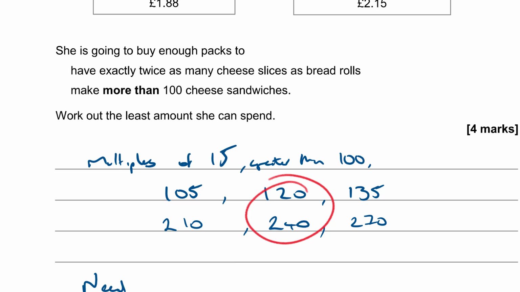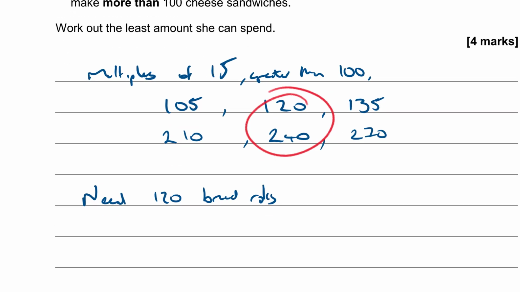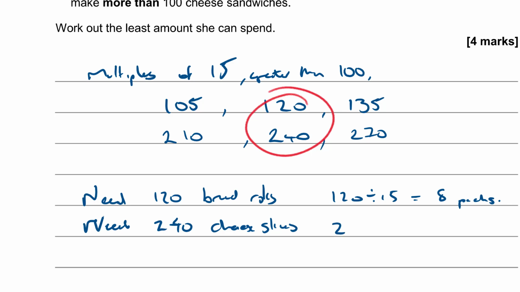So we need 120 bread rolls. How many packs is that then? 15s into 120 goes 8 times. 120 divided by 15 equals 8 packs. We need 8 packs of bread rolls and we need 240 cheese slices. So 240 divided by the pack size of 20 gives me 12 packs of those.